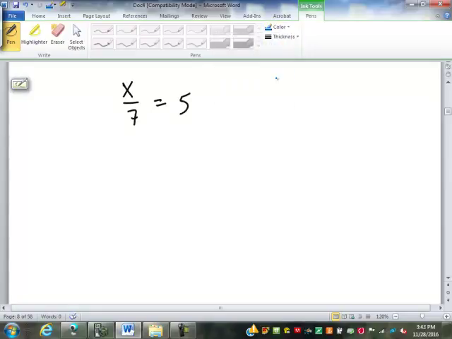This one's just a little different than what we've seen. It's not really particularly difficult to do. What would you do to solve this one? X has been divided by 7, so to solve it, you're going to multiply by 7. So that makes the 7 go away there. X equals 5 times 7 is 35.